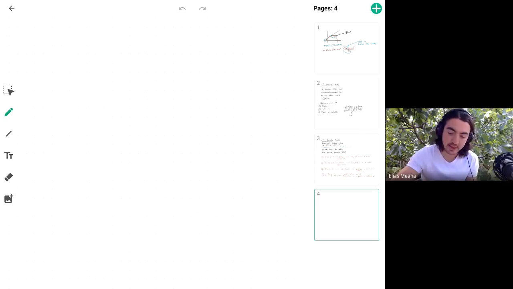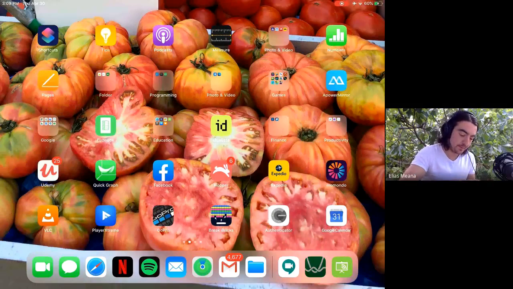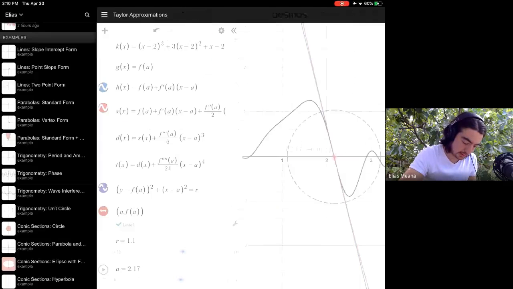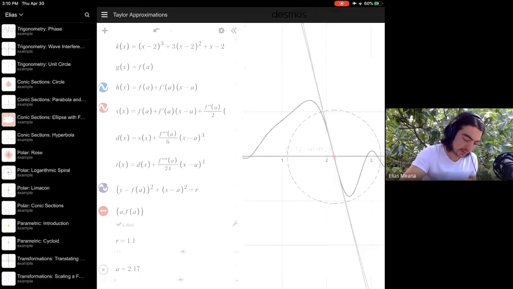So let's write down a random function. Let me pull up Desmos. Let's open up some random one. See if they give us a cubic default one. It doesn't look like they do. I'll just do a new one.